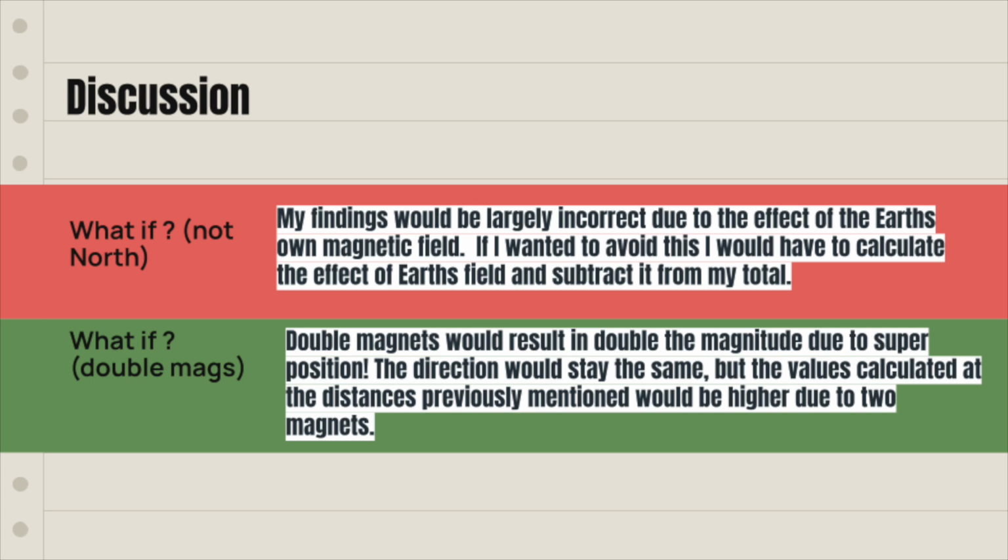Imagine you had two identical magnets. What if you redid the experiment, but instead of using a single magnet, you used the two identical magnets stuck together, end to end? How would you expect your measurements to differ? Well, both magnets would result in double the magnitude due to superposition. The direction would stay the same, but the values calculated at the distances previously mentioned would be higher due to the two magnets instead of one.